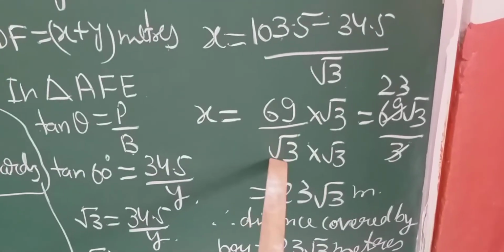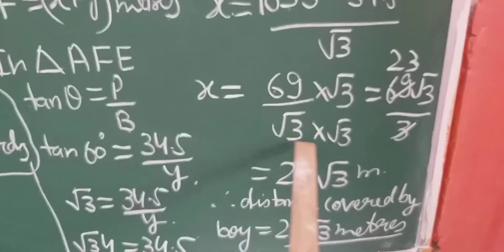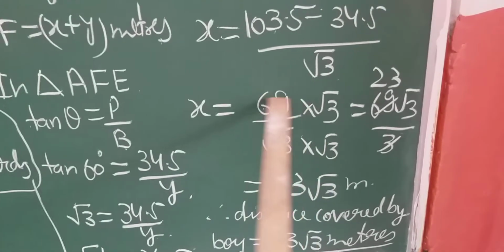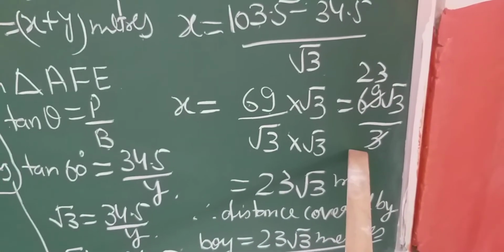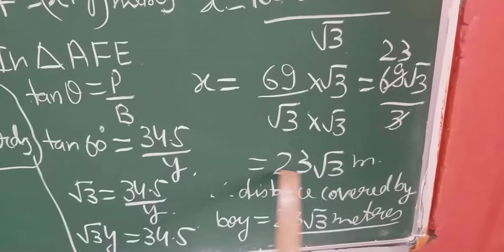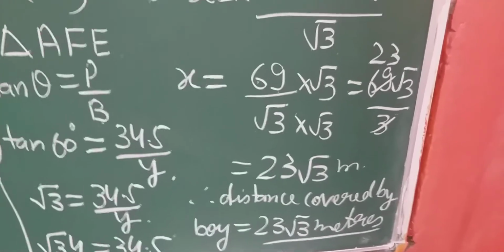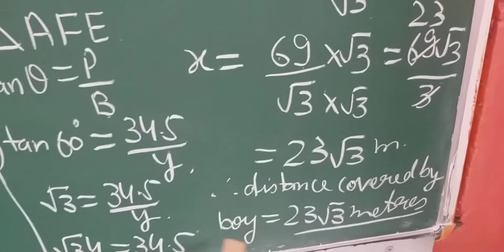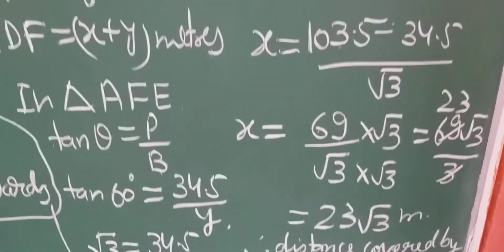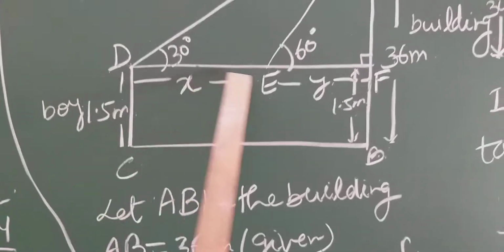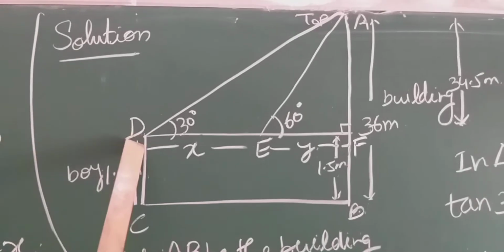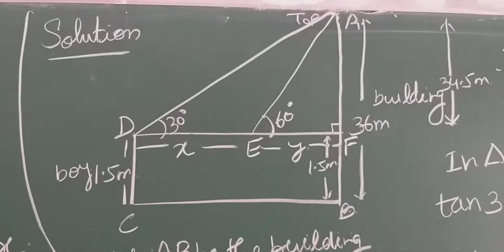Again root 3 is there in the denominator, we have to rationalize first. So we will multiply numerator and denominator by root 3. So it will become 69 root 3 upon 3. 3 2s are 6, 3 3s are 9. X equals 23 root 3 meter. So the distance covered by the boy towards the building is 23 root 3 meter. So this distance, students, DE equals 23 root 3 meter, covered by the boy towards the building.